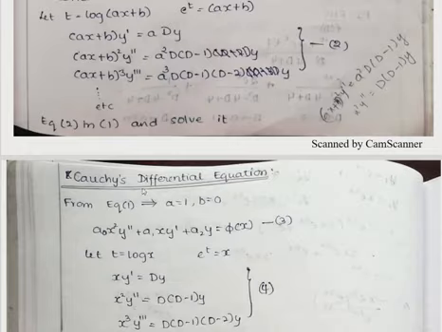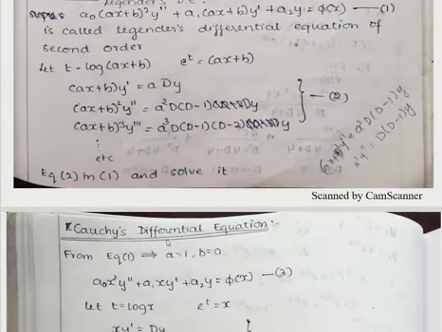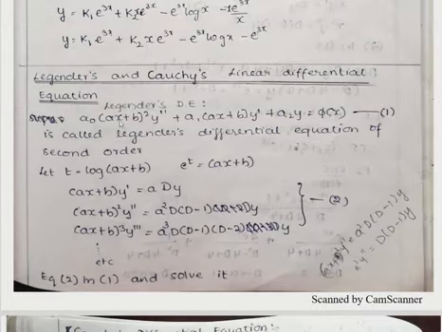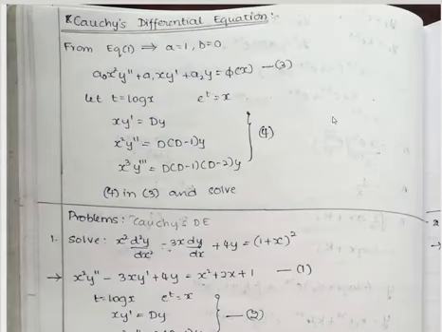Next, Cauchy's differential equation. From equation 1, put a equal to 1 and b equal to 0. Therefore a0 into x is x, and b is 0, so we get only a0 x^2 y'' plus a1 into x into y' plus a2 y, that is equal to φ(x). That is Cauchy's differential equation.